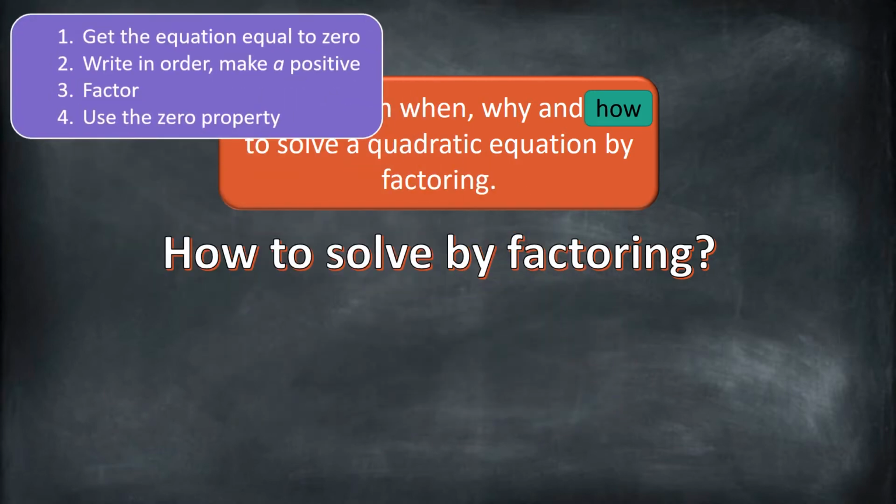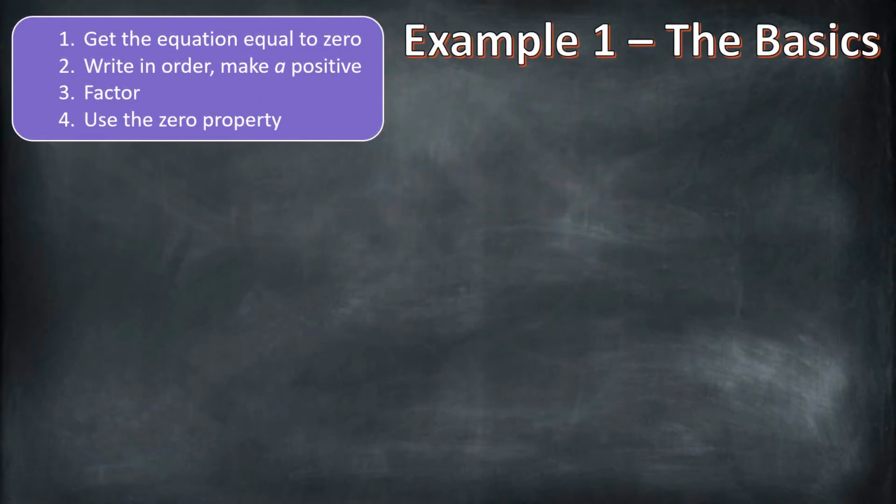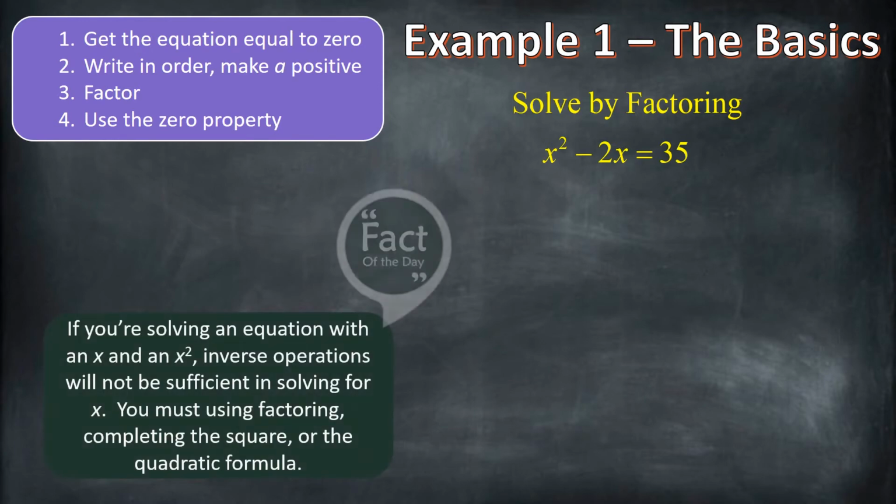Let's see our very first example right here. So example number 1. Let's say we had to solve this by factoring: x squared minus 2x equals 35. So first and foremost, if you're dealing with a quadratic equation and you have an x squared and an x term, you won't be able to solve using inverse operations. You could use inverse operations to get everything on one side, and you can use the order of operations to get it in order, but you're going to have to either factor, use completing the square, or the quadratic formula to solve the equation.